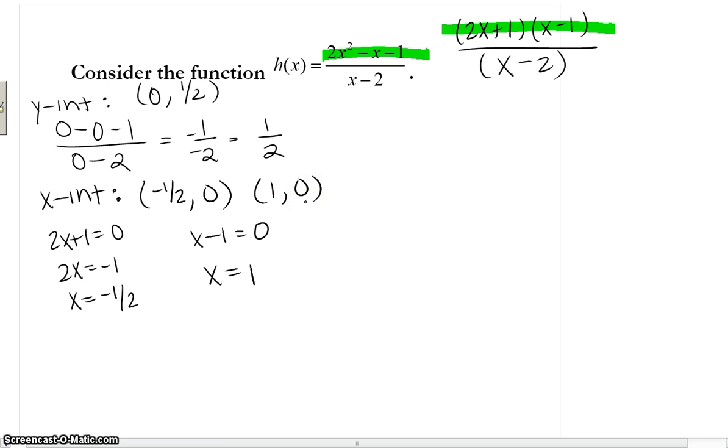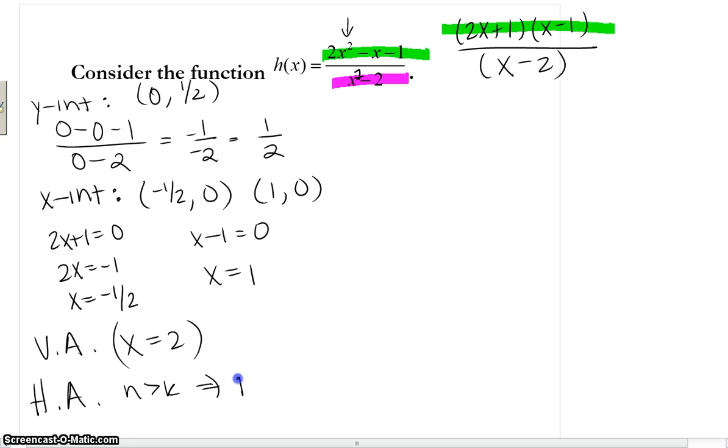So now that we found those, we can look at our vertical asymptotes, which come from our denominator. There's nothing to factor there, so our vertical asymptote is just at x is equal to 2. For our horizontal asymptote, we have to look at our rules. So we see that n is equal to 2 and k is equal to 1, which means that our n is greater than our k, which tells us there is no horizontal asymptote.